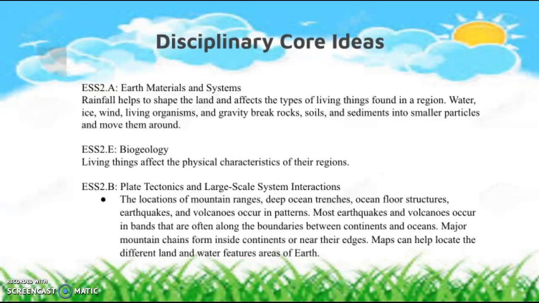In the DCI for Earth systems, what this is telling us is that the major ideas are rainfall and water, the effects that it has on land, and the type of living things in a region that depend on it. And it was also telling us about geology.